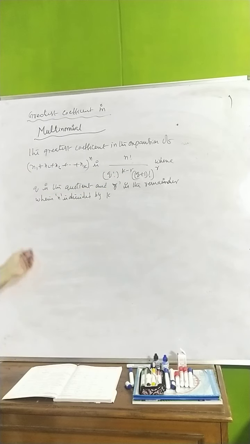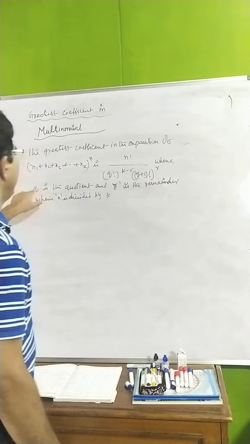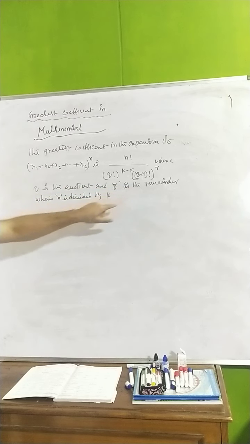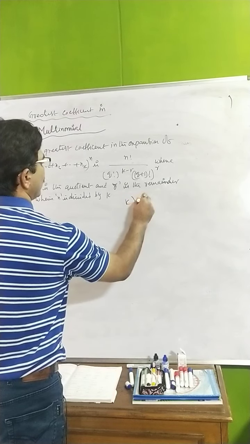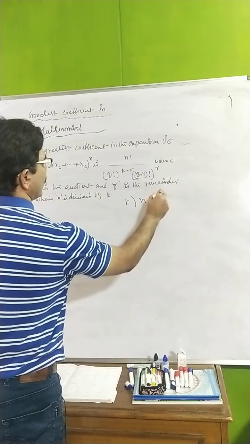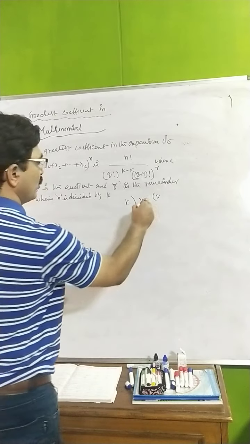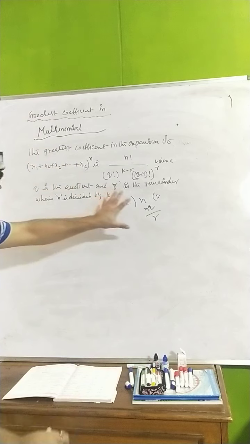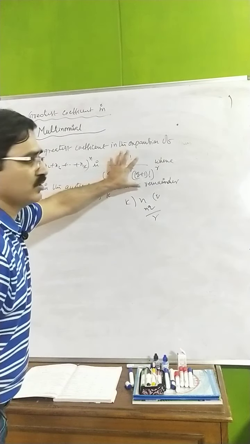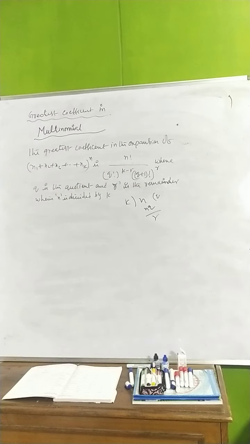When? Why? You see here I wrote clearly, where q is a quotient, r is a remainder, when n is divided by k. When n is divided by k, that is what? k times some q, let us say like this, gives n, and the remainder is some r. If these are like this, then we can use this formula. Yes, I would like to take one example.